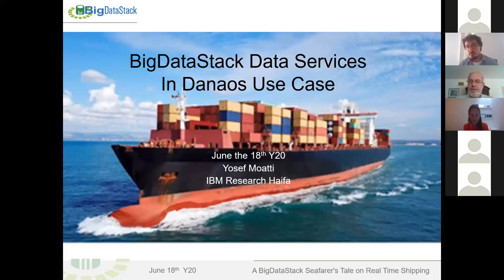Yusuf Moati is, as Stathis already mentioned, the coordinator of BigDataStack. He is a senior researcher and head of development at IBM Research Haifa, and his research interests include big data analytics and storage frameworks. He has a doctorate in computer science from Telecom Paris Tech. Yusuf, the floor is yours.